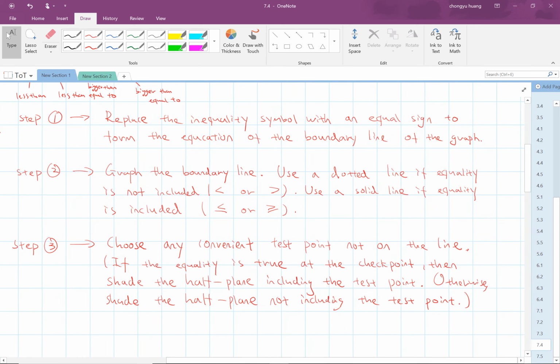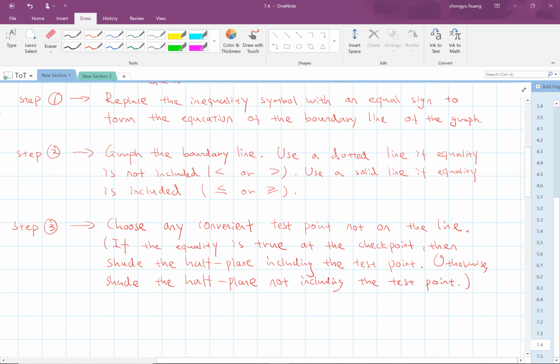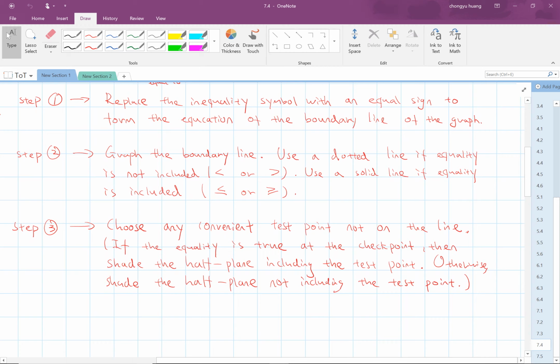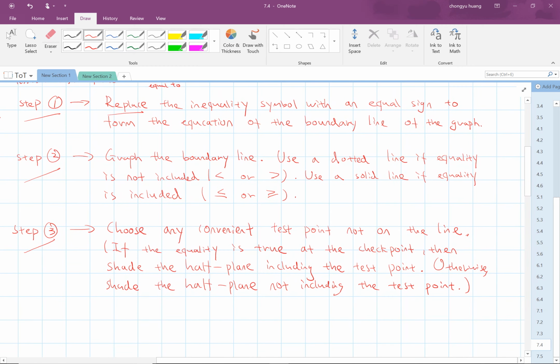First of all, I want to explain a little about this part. Let's first read it, and then I will explain how you graph a linear inequality. We have three steps in total. The first step is we have to replace the inequality symbol with an equal sign, to form the equation of the boundary line of the graph.